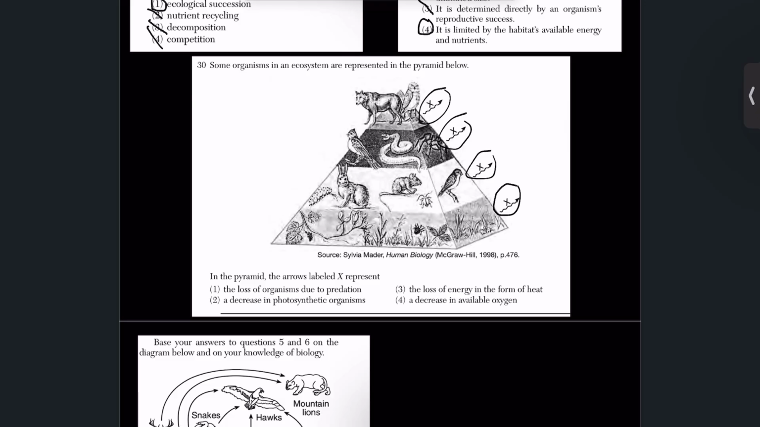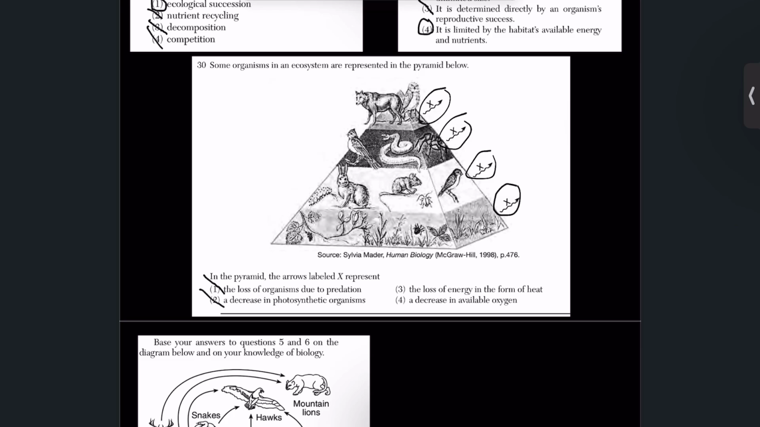One is the loss of organisms due to predation. This is not true, as the predators, that would be arrows going like this, where they're being eaten by others. So that would not be our best answer. Number 2 is a decrease in the photosynthetic organisms. That would not be true. If that was true, that would be only for the plants, as we see it occurring for the wolves and the snake populations, which we know are not photosynthetic. So number 2 would not be our best answer.